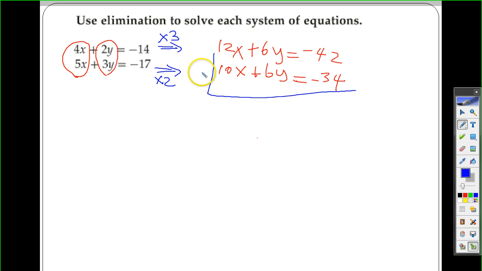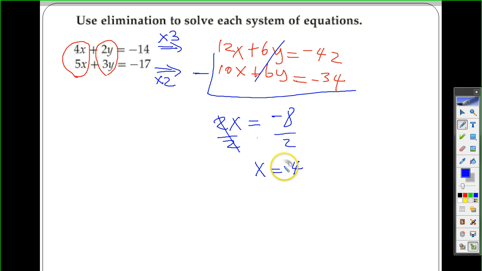Okay, so now I made the x's, the y's look the same. They're both positive, so I'm going to subtract to eliminate that. 12x minus 10x, you have 2x. Negative 42 minus negative 34, that makes it plus 34, negative 8. Divided by 2, and you have x equals negative 4.